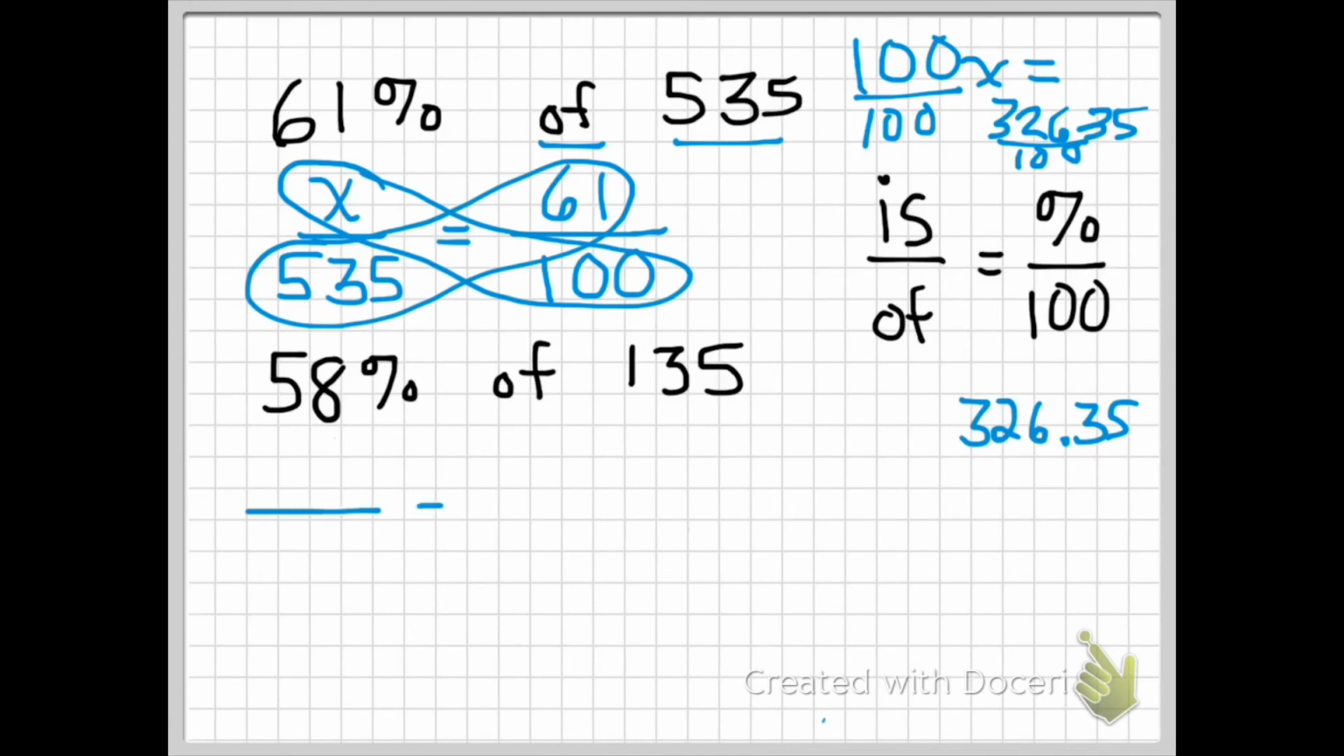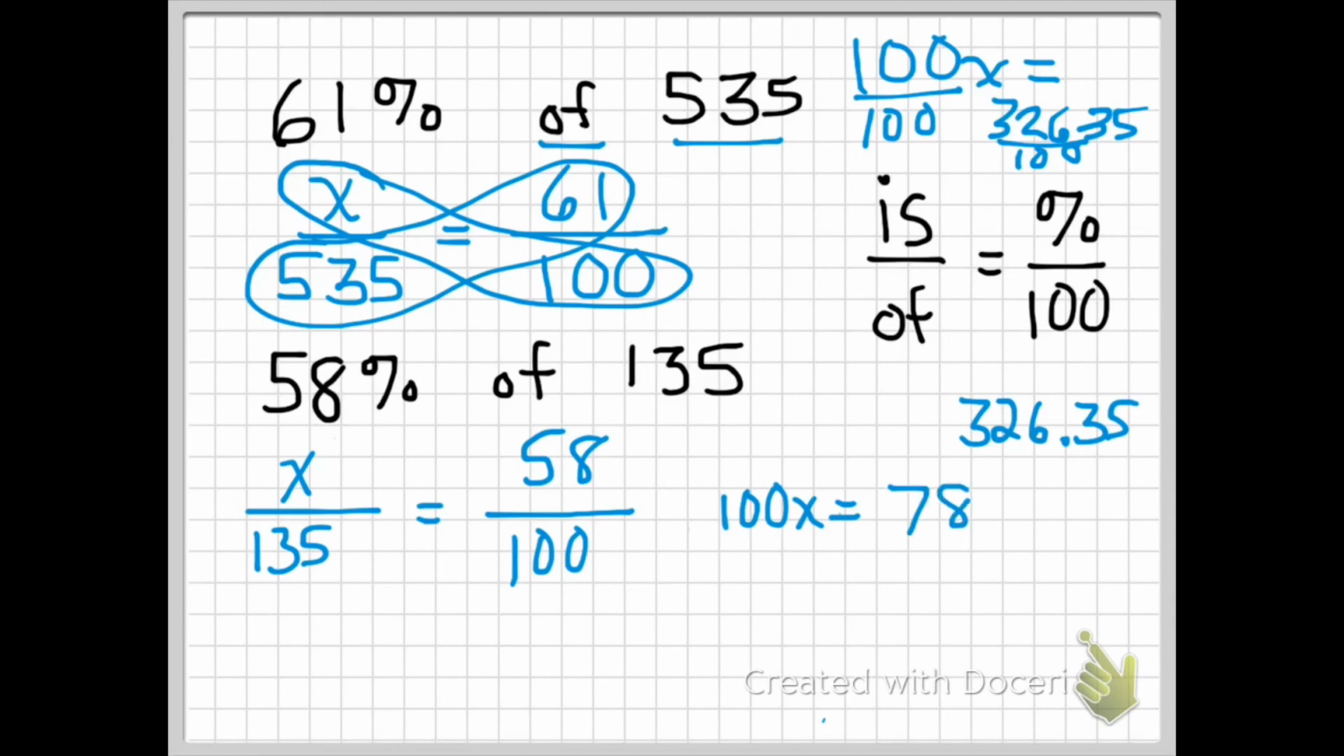We'll do the same thing here, and you're going to see that everything, at least for this section, is going to be the same. So we have our percent as 58. 100 is standard. The 135 goes with your of, which is on the bottom, and then x. So it's going to happen like this almost every time. So you have 100x equal, and we're going to set that equal to 58 times 135, which is 7,830. We divide by 100, and when we divide that by 100, we get 78.3.